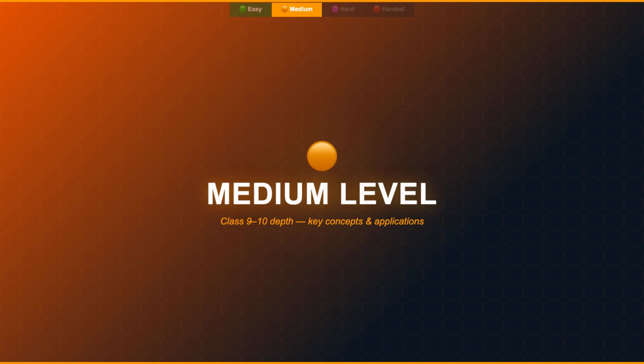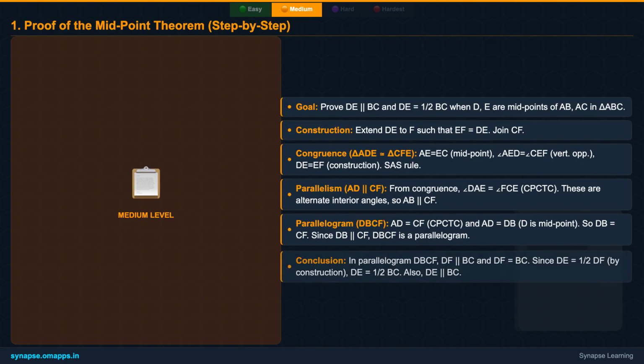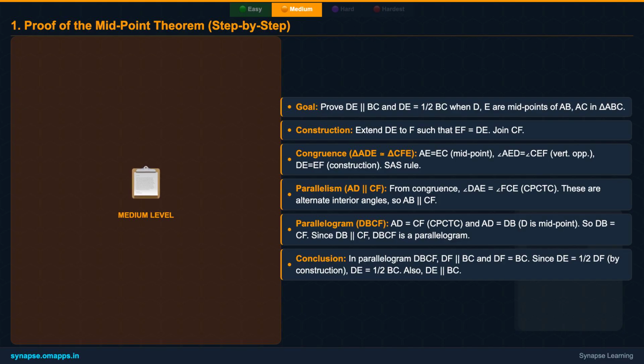Now, let's dive deeper. How do we know the midpoint theorem is true? It's time to explore its proof and an equally important concept, its converse. The proof of the midpoint theorem isn't just about memorizing steps, it's about understanding the logical flow of geometry. We start by extending the line segment connecting the midpoints and constructing a parallelogram.